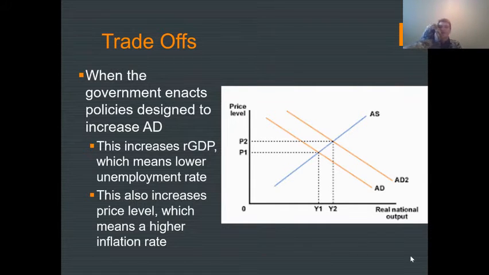So basically, when the government is enacting policies designed to increase aggregate demand, whether it be fiscal or monetary policies, what they're doing when they shift aggregate demand to the right is, yes, they increase real GDP, which does mean a lower unemployment rate, which sounds good. But at the same time, this increases the price level, which creates a higher inflation rate. So you're trading off a lower unemployment rate for a higher inflation rate.